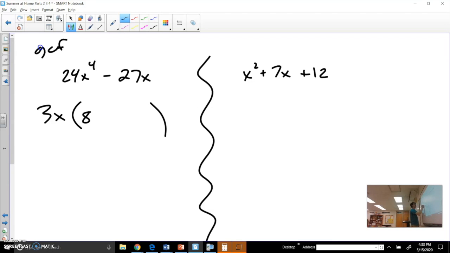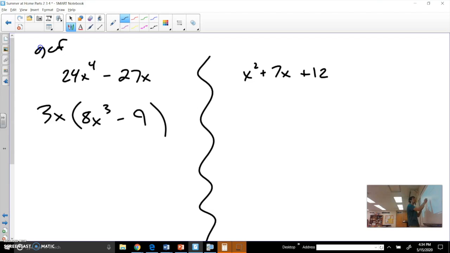24 divided by 3 is 8. Subtract 4 and 1 for x to the 3rd. And so again, if you multiply 3x times 8x to the 3rd, that's going to give you 24x to the 4th. And then using that 3x again with division on this negative 27, negative 27 divided by 3 is negative 9. And then those x's cancel out when you divide. And so checking with distribution, this will factor perfectly.